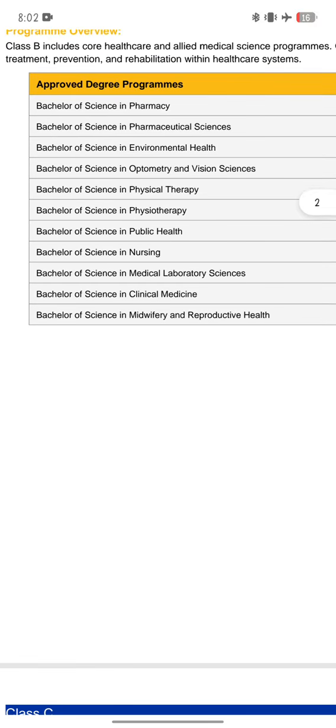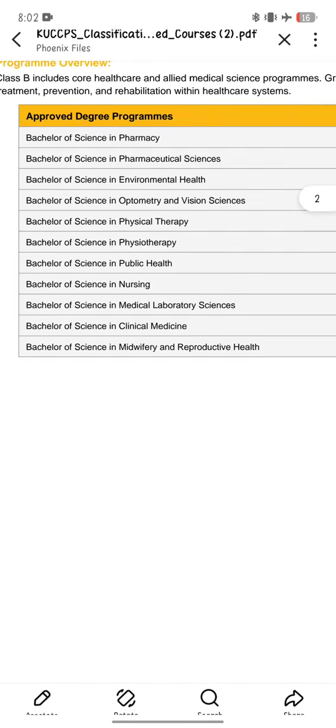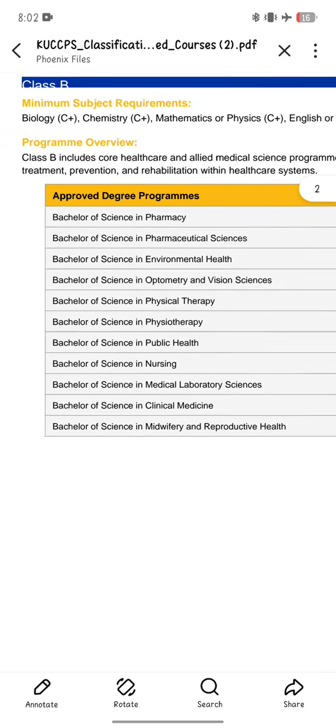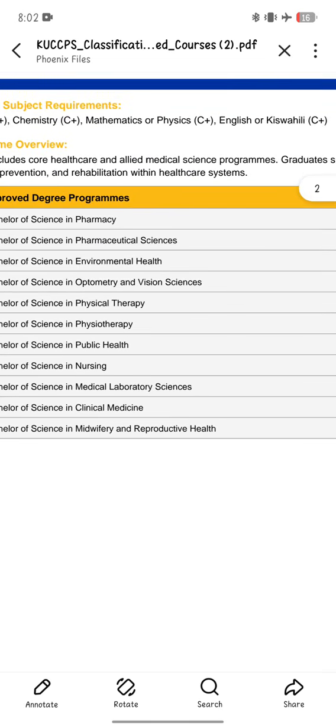We have Bachelor of Science in Pharmacy, Pharmaceutical Sciences, Environmental Health, Optometry and Vision Sciences, Physical Therapy, Physiotherapy, Public Health, Nursing, Medical Laboratory Sciences, Clinical Medicine, and Midwifery and Reproductive Health. Those are class B courses with subject requirements of biology C+, chemistry C+, mathematics or physics C+, and English or Kiswahili C+.